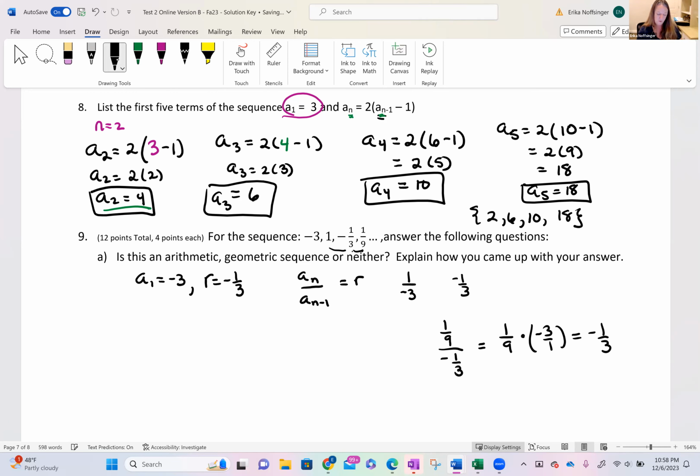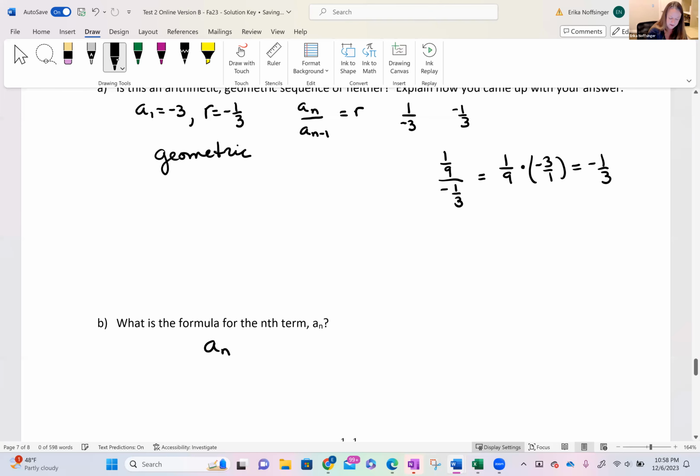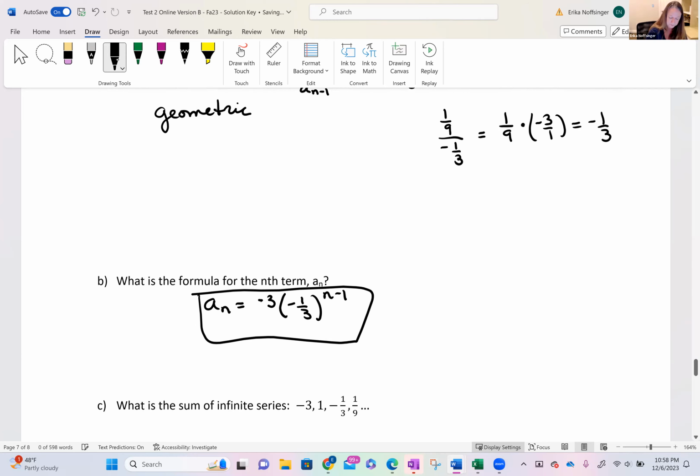Okay, so I explained why it is geometric. What is the formula? Well, a sub n for geometric is equal to the first term, which is -3, times r, which is -1/3, raised to the n minus 1 power. That was one of those formulas.